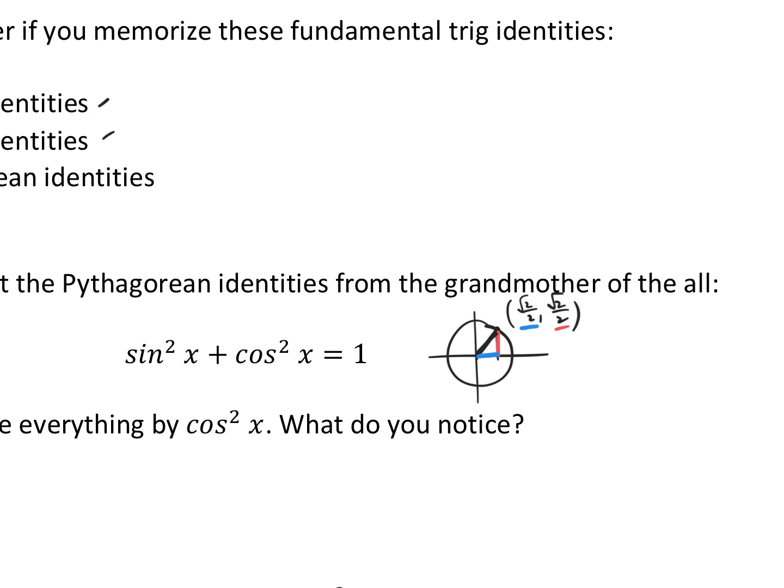That makes sense, right? Because our unit circle, the radius is always what? 1 all the way around. So it's just Pythagorean theorem in the unit circle. That's where the sine squared plus cosine squared equals 1 comes from, okay?